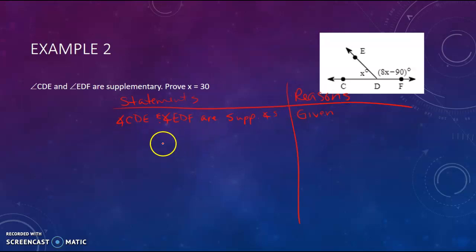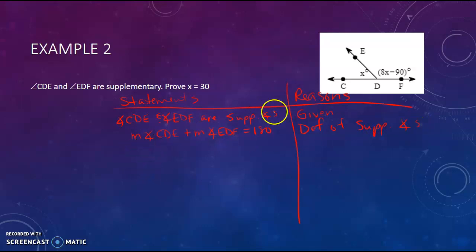Now, because I know they're supplementary angles, that means that the measure of angle CDE plus the measure of angle EDF equals 180 degrees. So that's by the definition of supplementary angles.